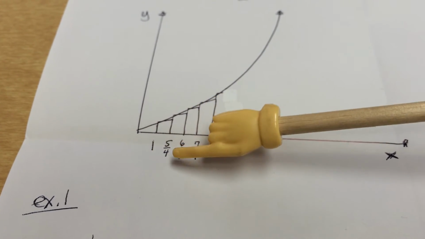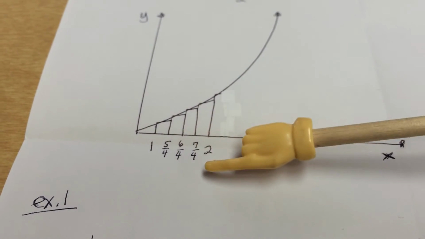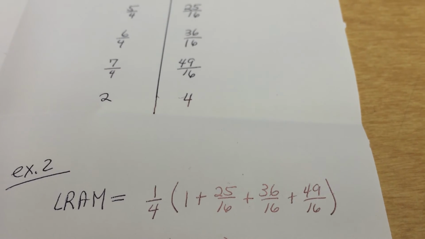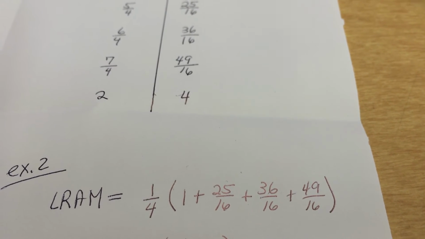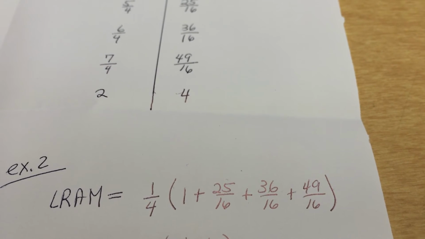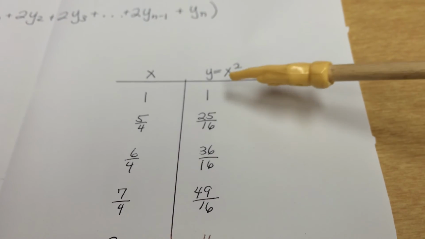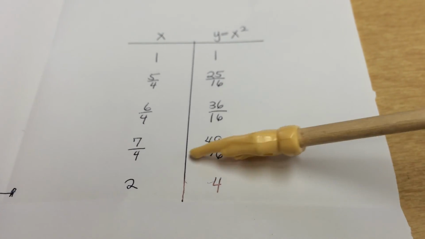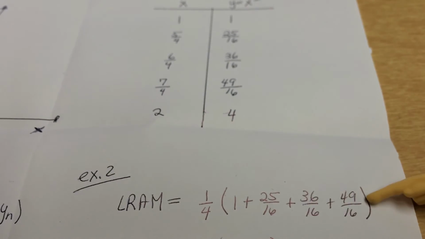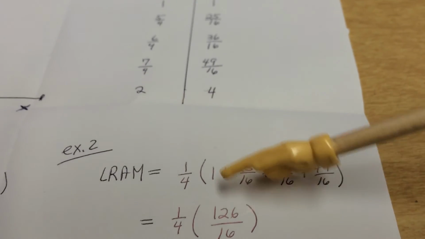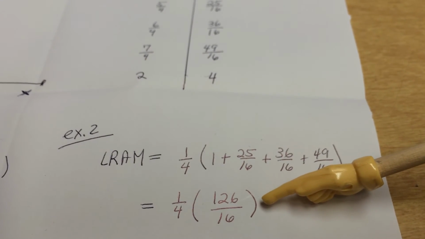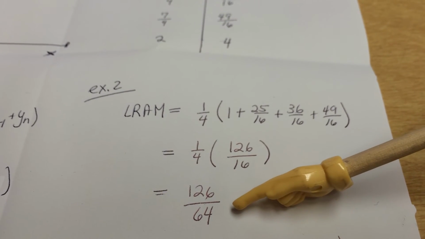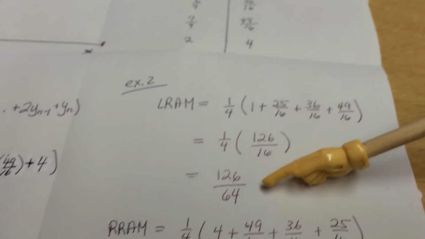and then I take each of those numbers right there. So I take 1, 5 over 4, 6 over 4, 7 over 4, which is all of this right here, right? But I squared it. So 1 plus 25 over 16, 36 over 16, 49 over 16, which was all of these numbers that we had up here. And we just omit this last part for the LRAM part of it. So that's this part right here. Okay? So then from there, I just simplified it, 126 over 16, and then I worked that out to 126 over 64 right there.